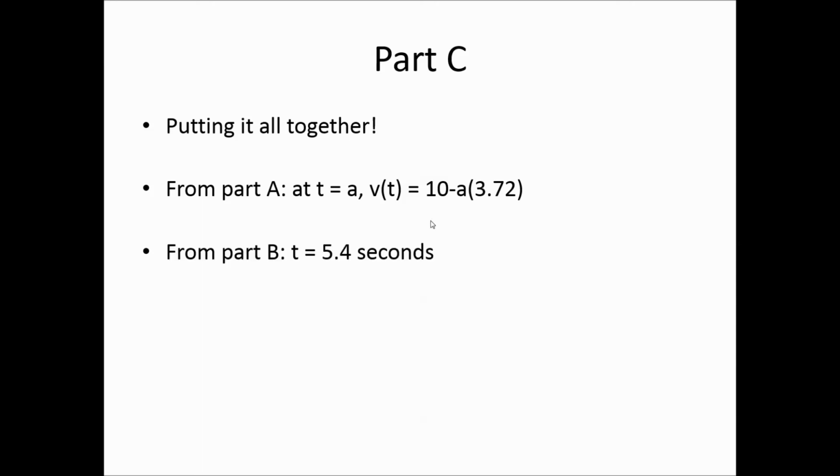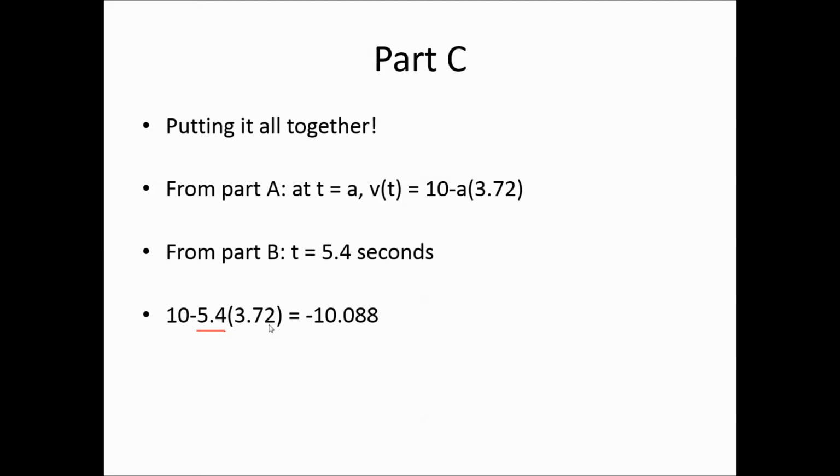Now, our last question asks us, with what velocity will the rock hit the surface? Well, from our first question, we know that the equation for velocity given a time t equals a is 10 minus a times 3.72. We also know that when the rock hits the floor, 5.4 seconds have elapsed. Thus, we calculate the velocity when the rock hits the surface by plugging in 5.4 for a, giving us 10 minus 5.4 times 3.72, which is equivalent to negative 10.088.